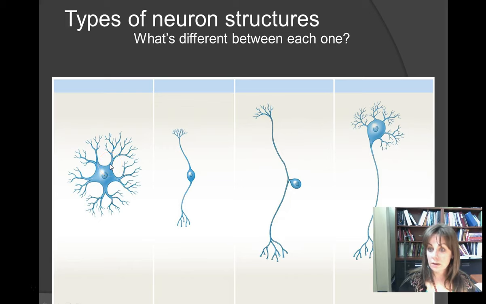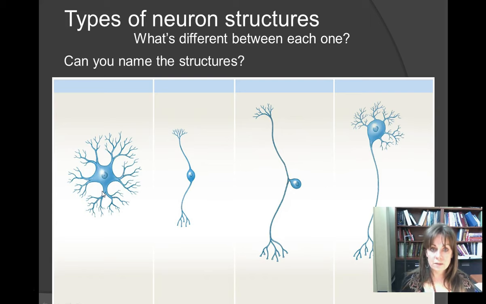Now over here on the left, you notice there's actually no axons. There's no long extension coming off. So this one looks like it's all dendrites, no axons. Let's go ahead and put some names with these different neuron structures. And so this one is called a multipolar neuron.